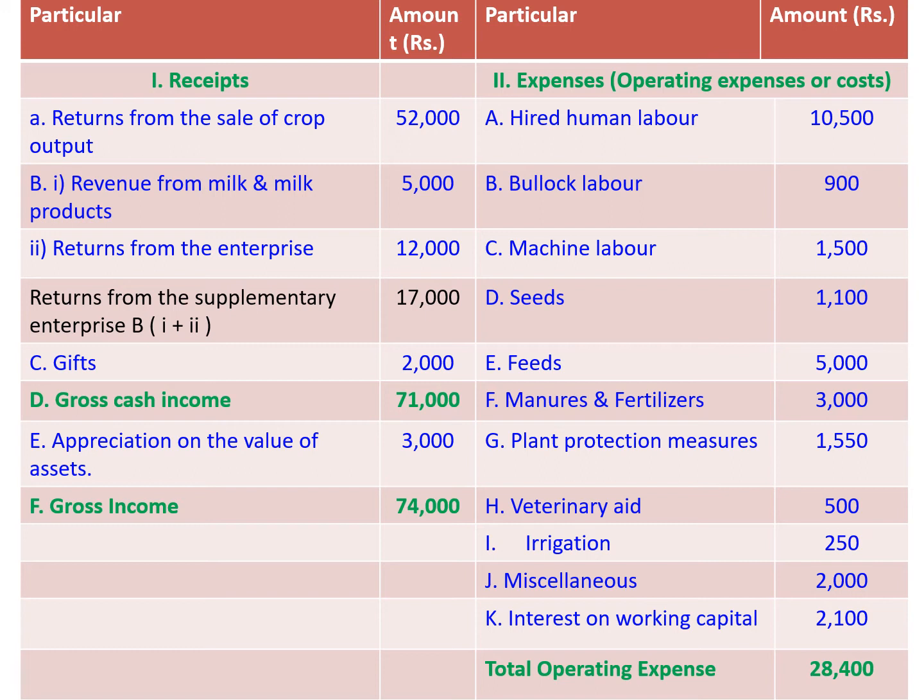Then in the form of gift we can get 2,000 rupees. So gross cash income, or total cash available with us as income, is 52,000 rupees plus 17,000 plus 2,000, that is 71,000 rupees. And next we have appreciation on the value of assets, that is 3,000. And so our gross income is 71,000 plus 3,000, that is 74,000. This is all our receipts.